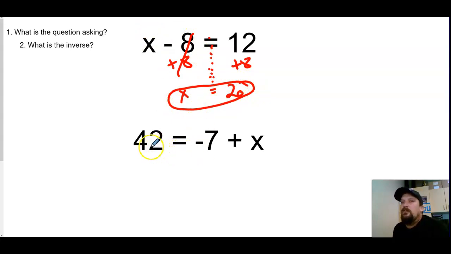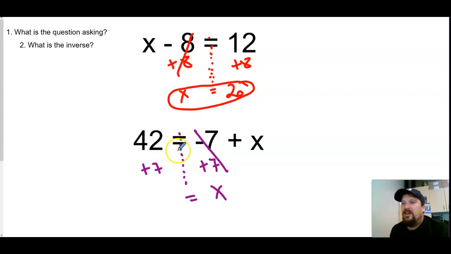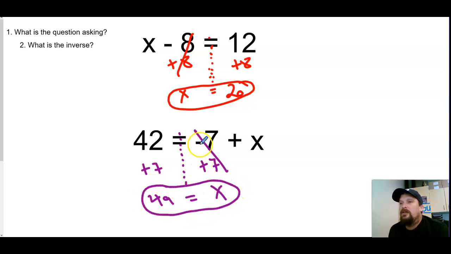This is asking 42 equals negative 7 plus what number? Let's figure out the inverse of the number right here by the x. The number is a negative 7, and the opposite of a negative 7 is a positive 7. We're going to add 7 on both sides. These cancel out, and our x drops down. Our equal sign comes down. 42 plus 7 gives me 49. So negative 7 plus 49 is 42, which is correct. Up here we had 20 minus 8 equals 12, which is also correct.